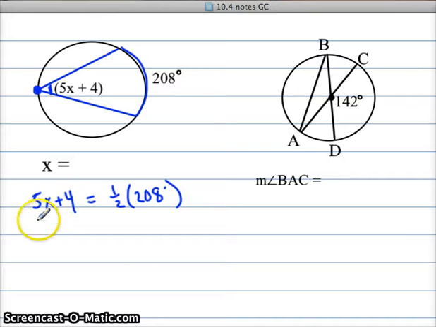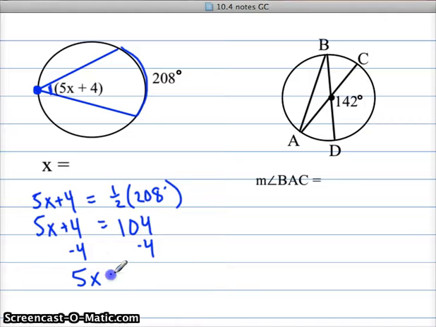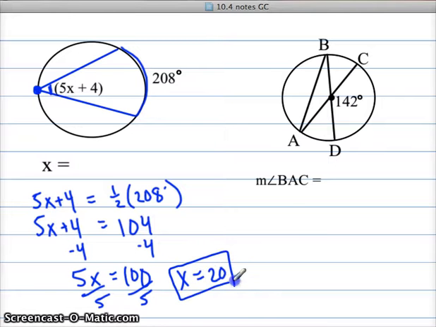Now I'm going to solve for x. Well, half of 208 is 104. And if I want to get the x alone, I need to get rid of this 4. So that means that 5x equals 100. And I'm going to divide by 5. So x equals 20. So this angle is half of the arc.